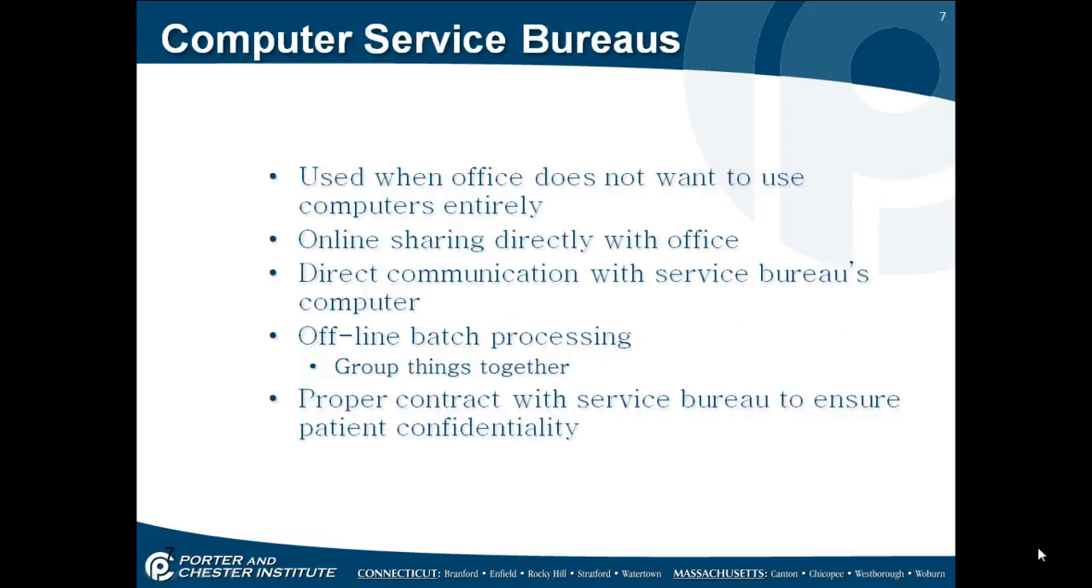Computer service bureaus. These are used when an office does not want to use computers entirely. They have online sharing directly with the office. There's direct communication with a service bureau's computer. However, you have offline batching process, which they group things together and then send them off. The proper contract with the service bureau is to ensure that they have patient confidentiality. We always have to remember those HIPAA guidelines.